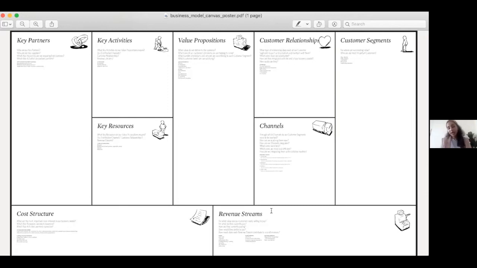How will you make money? How will you make money out of your business? Which is a balance between what your customer is willing to pay and what will be most effective for you as a business. Then, moving to the left side, you have your key partners, key activities, key resources, and cost structure. Okay, so going to our key activities.